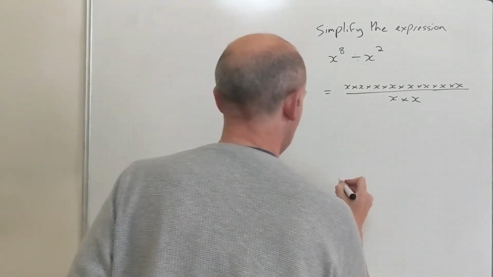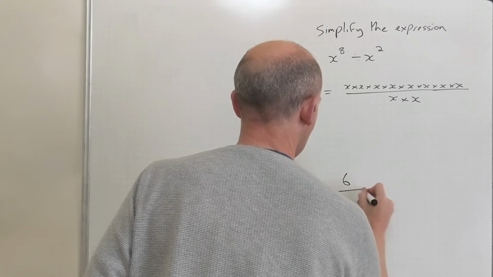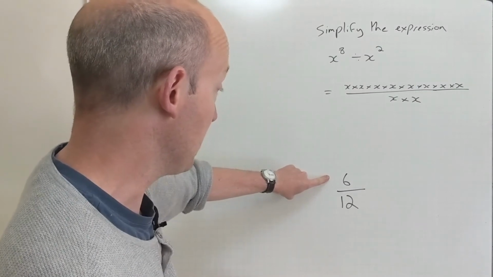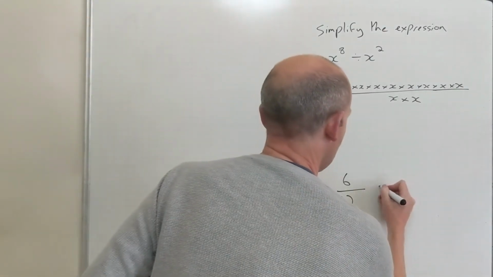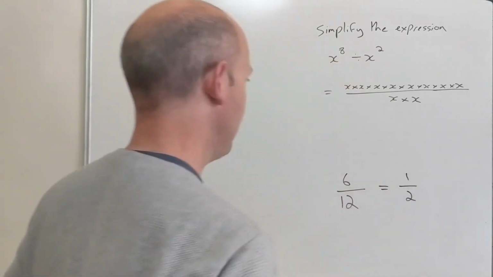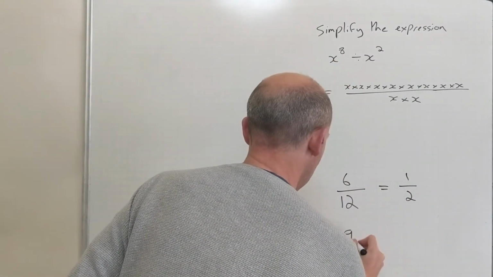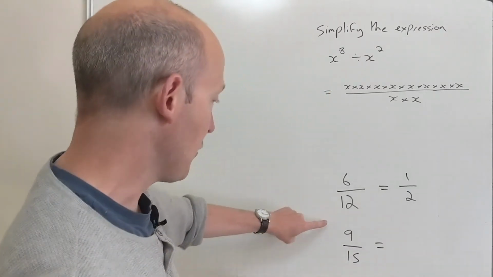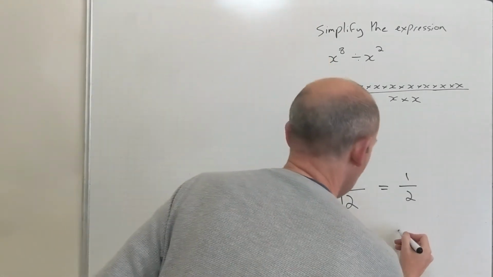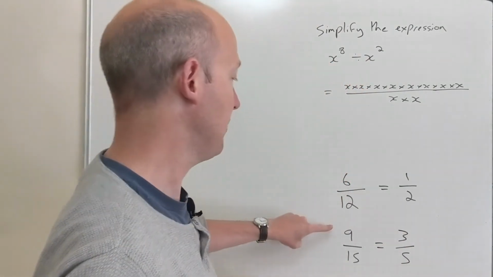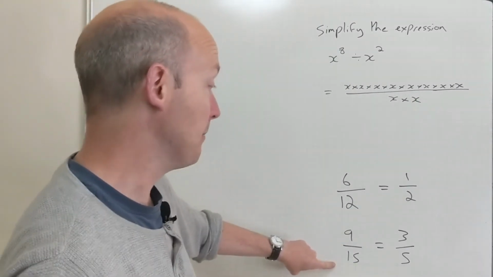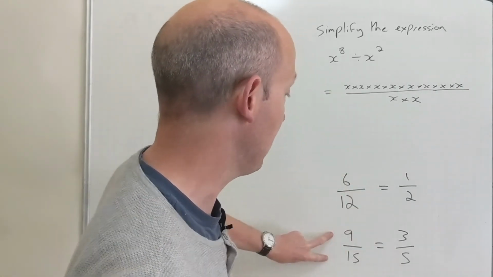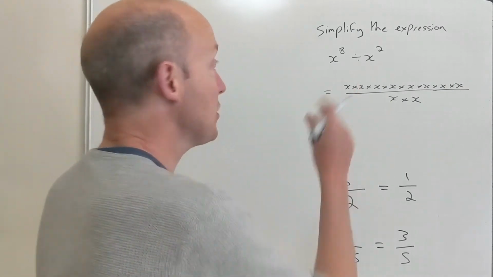For example, if we had the fraction 6 over 12, those numbers can both be divided by 6. That would be 1 over 2. Or if I had the fraction 9 over 15, they can both be divided by 3, which gives me 3 over 5. So whatever you divide the top by, if you divide the bottom by that same number, you get the same fraction. These are equivalent fractions. 6 over 12 is a half, 9 over 15 is 3/5. You can do just the same thing here.